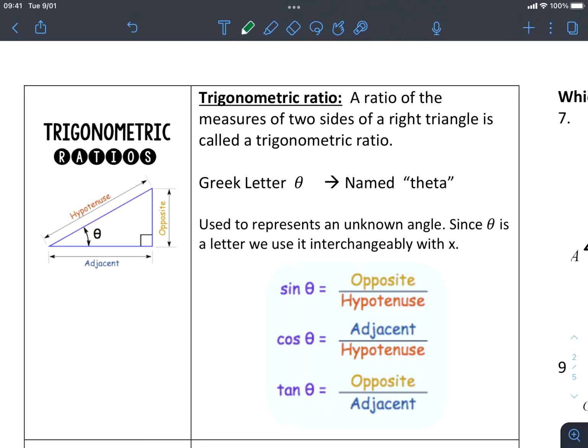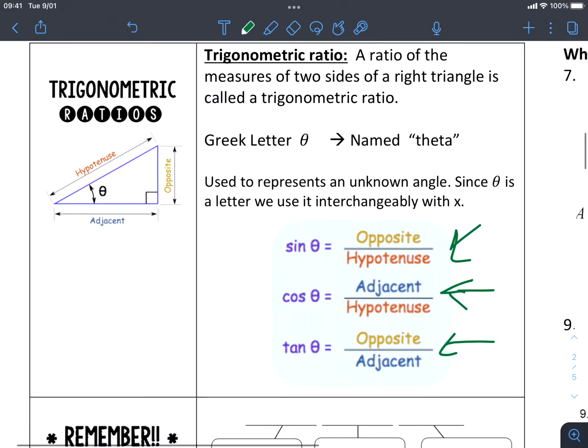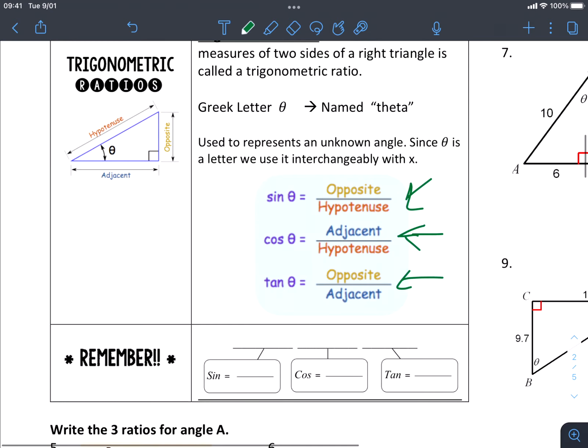So our sine, cosine, and tangent are represented this way. For my theta, my sine is my opposite over hypotenuse. My cosine is my adjacent over hypotenuse, and my tangent is opposite over adjacent. So we're going to get some practice with creating these ratios based on the triangles that we're given. But I do want to familiarize you with something that you may already have seen before.